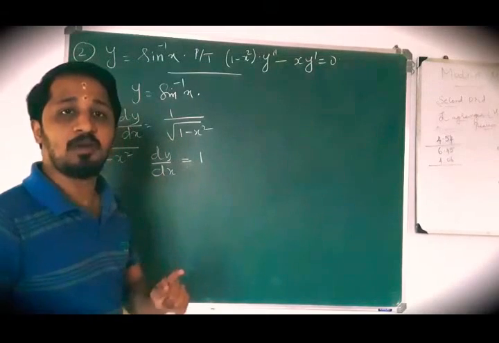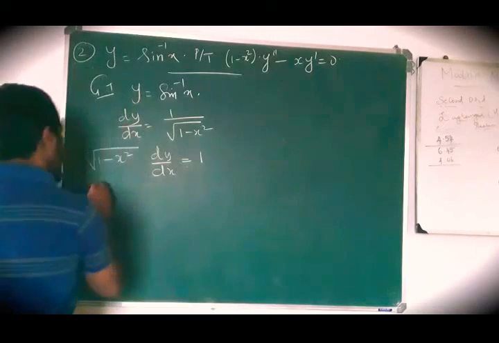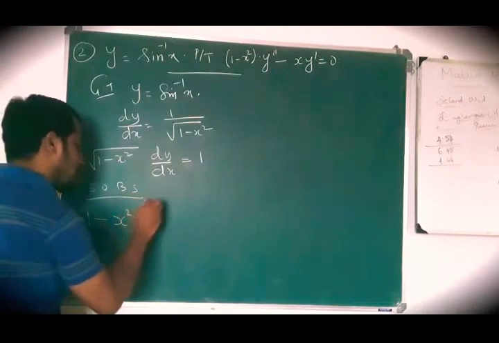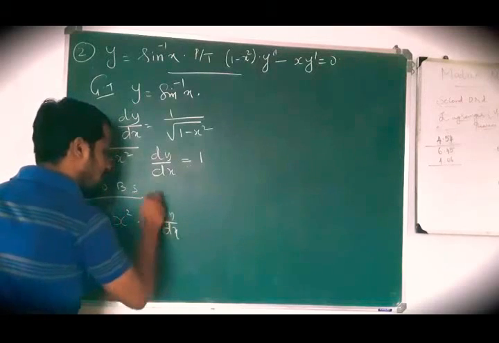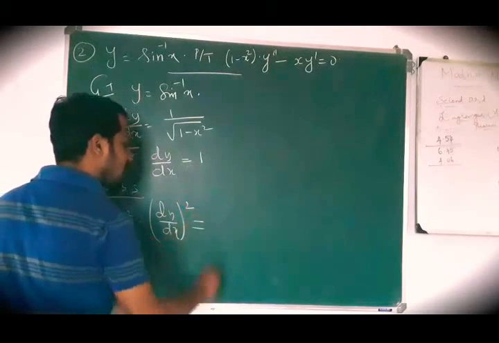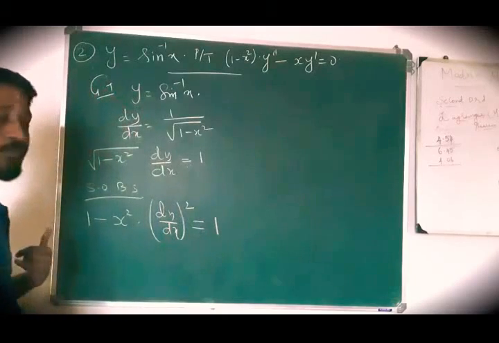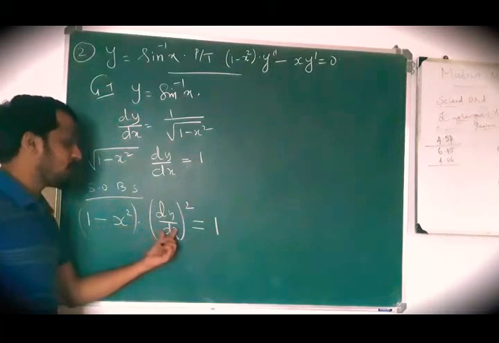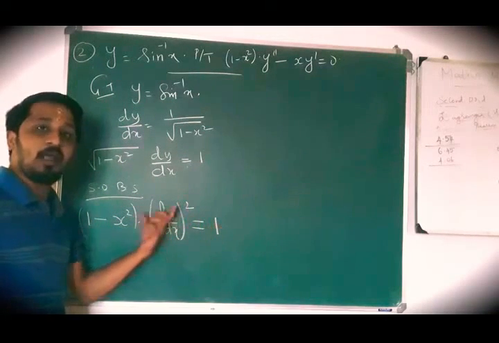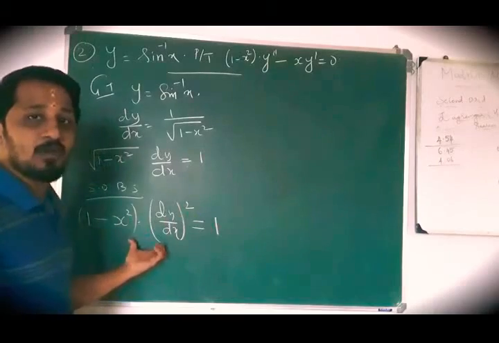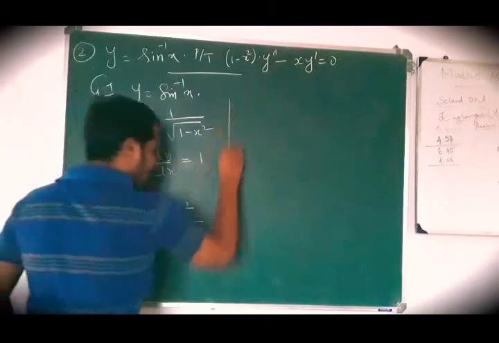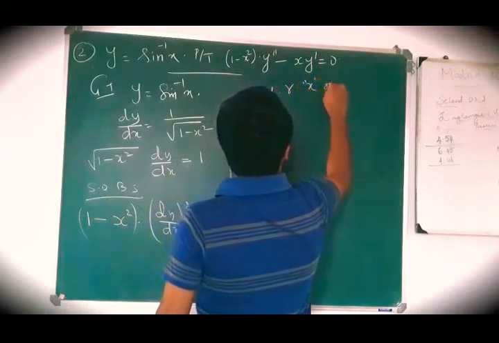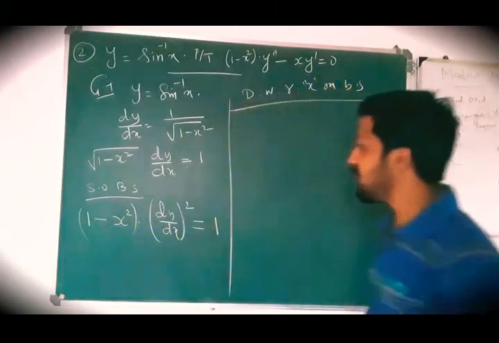Now I have to eliminate this root. So the only possible way is what? Squaring on both sides. What you will get? (1 minus x²) into (dy/dx)² is equal to 1², which is nothing but 1. Is it clear? Now I have to differentiate this term, (1 minus x²)(dy/dx)² is equal to 1, with respect to x on both sides.